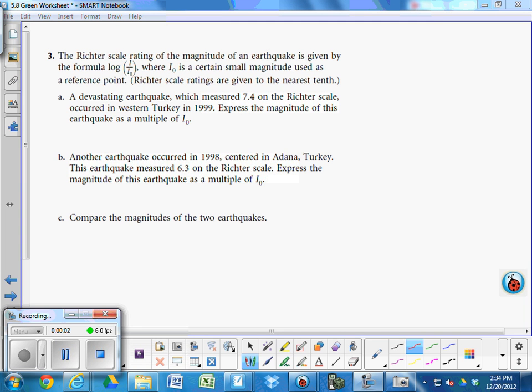This is the 5.8 green worksheet. Number 3, problem about the Richter scale, and this is a classic example of how logs are used in that so-called real world. All right? The Richter scale is a numbering system that measures how intense an earthquake is.